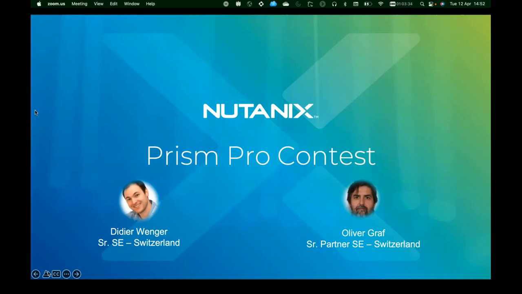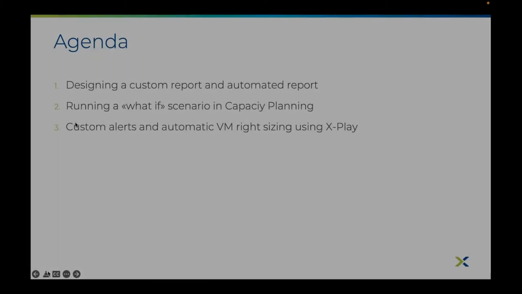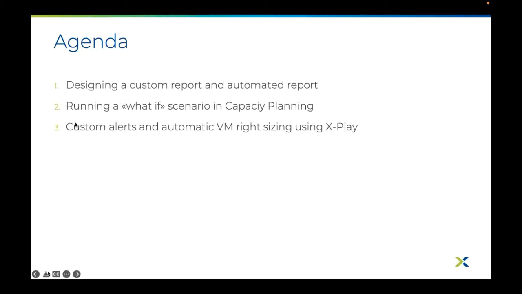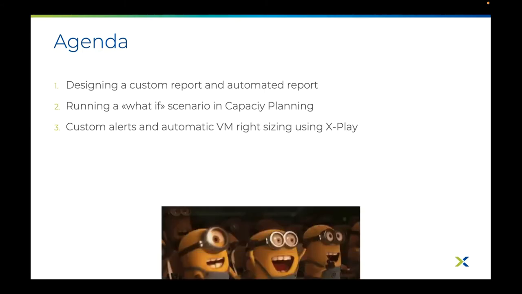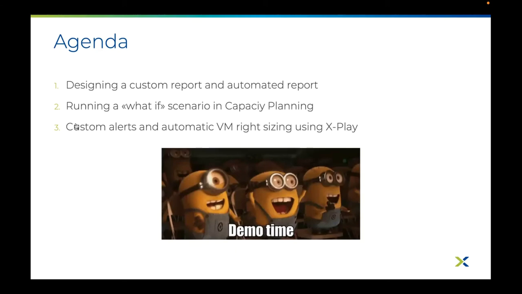I'm together with my colleague Oliver Graf, and we will show you a little bit of a demonstration of Prism Pro. What we will do today is first start by designing a custom report and automate it. And then we will move on to running a little what-if scenario in terms of capacity planning. And finally, we'll finish it with a display of how we can do custom alerts and also automatic VM right-sizing using Xplay. So without further ado, let's go to the lab.